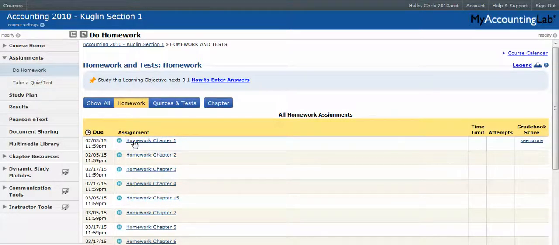I'm going to go to the Chapter 1 homework. Again, it will be due on the 5th of February at 11:59 p.m. The homework will close, and then I can go ahead and record your grades. You have unlimited attempts to complete it and get all the points, so there's no reason not to do this.